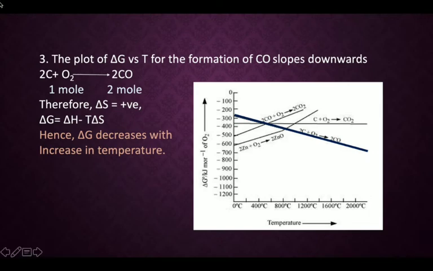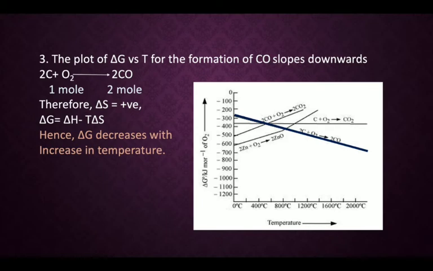Next, coming on to the third case, where carbon, which is in the solid state, reacts with oxygen to give carbon monoxide. So oxygen is in the gaseous state and carbon monoxide is in the gaseous state. We can see in the balanced chemical equation that 1 mole of oxygen reacts to give 2 moles of carbon monoxide. So there is 1 mole of gaseous reactant and 2 moles of gaseous products. Or in other words, during the reaction, on the product side, the number of moles of gases is increasing. Or in other words, entropy increases.